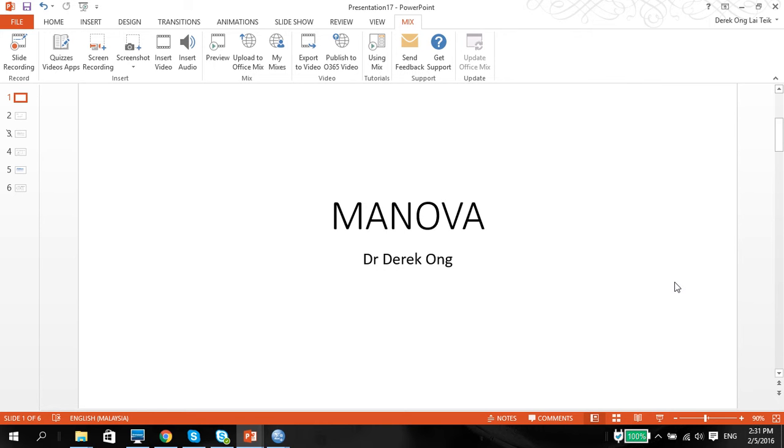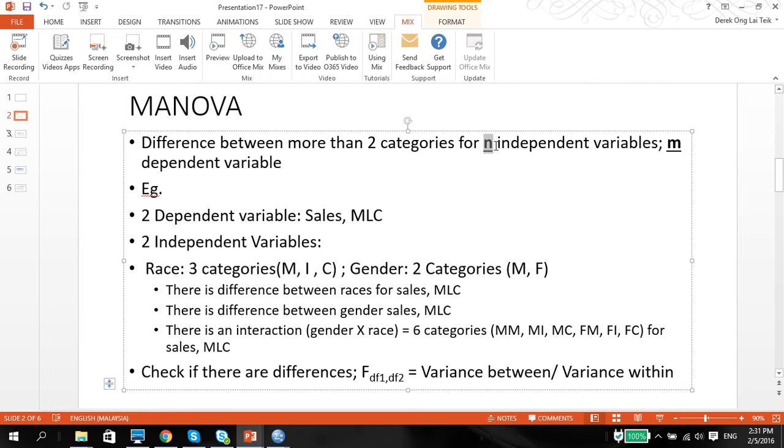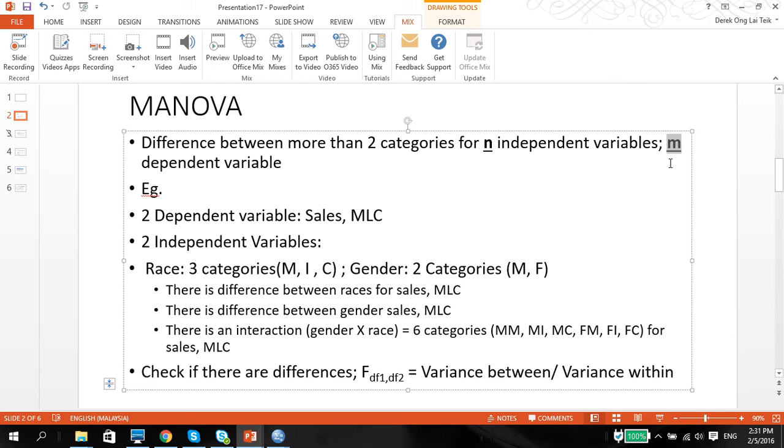In this video, I'm going to look into multiple analysis of variance. So, what is the difference between ANOVA and MANOVA? MANOVA basically looks at the differences between more than two categories for n independent variables. This could be one independent variable, that means one-way MANOVA, or if it's two independent variables, then it will be two-way MANOVA. Independent variables with m dependent variables, which means we are now considering more than just one dependent variable, which hence gives you the word multiple analysis of variance at the same time.